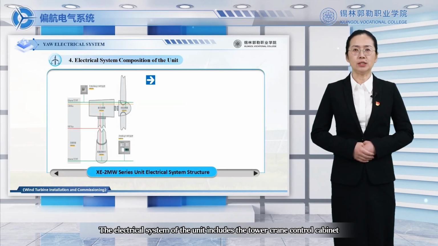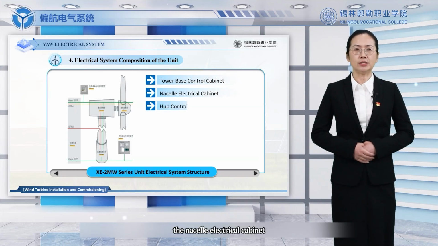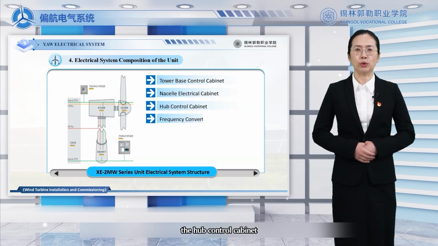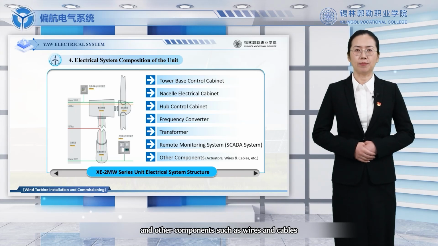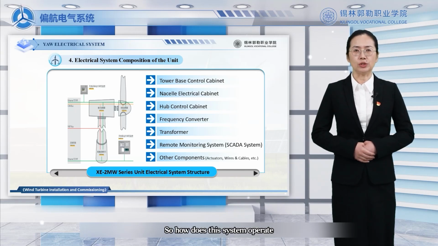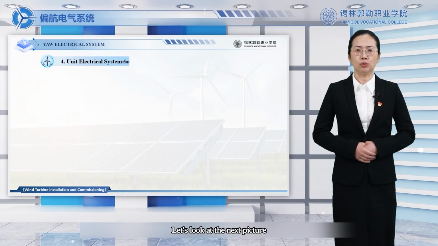The electrical system of the unit includes the tower crane control cabinet, the nacelle electrical cabinet, the hub control cabinet, the frequency converter, the transformer, the remote monitoring system, and other components such as wires and cables. So how does the system operate? Let's look at the next picture.